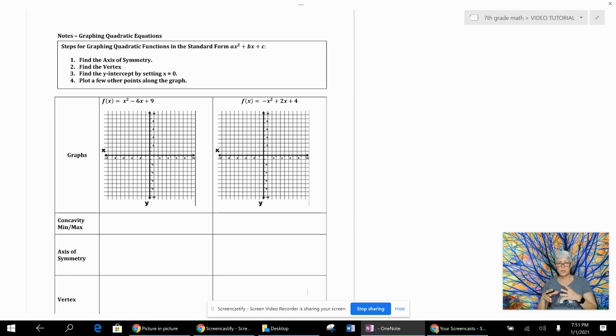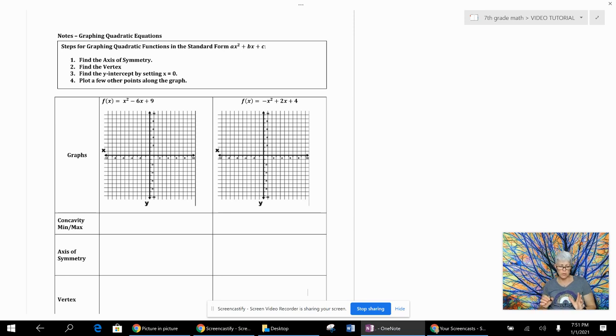Now, up until this point, we were mostly looking at a graph and reading it and determining these things. Now you're creating the graph. So it's really important that you pay attention to what we're going to be doing today. And definitely, you're going to need to use that formula for the axis of symmetry.